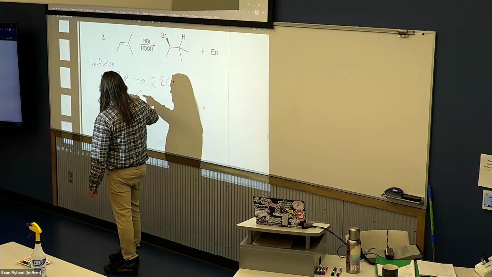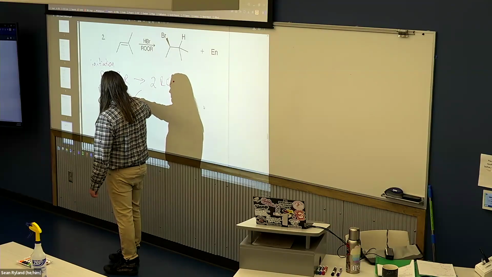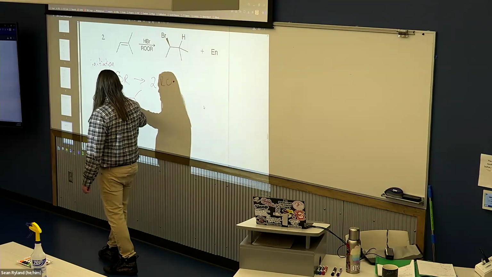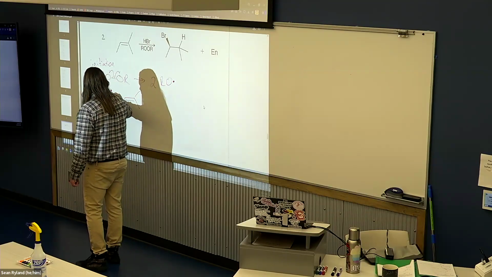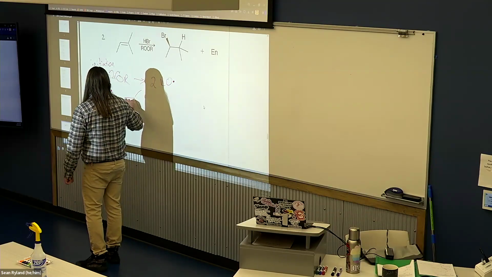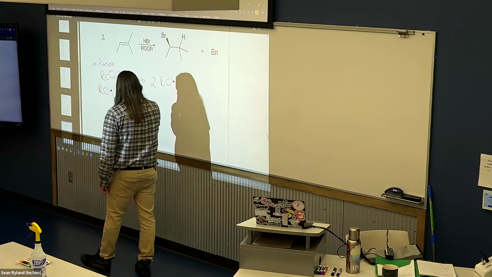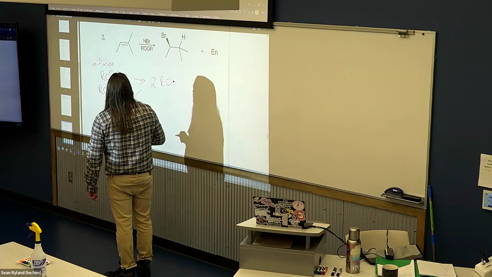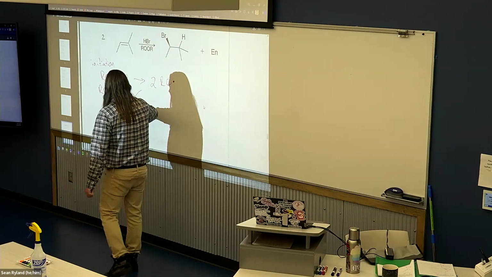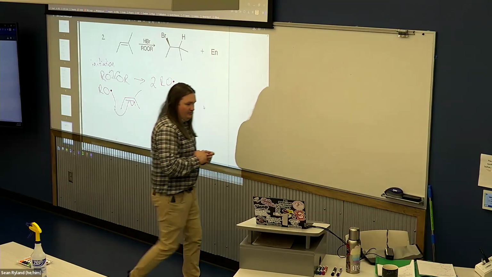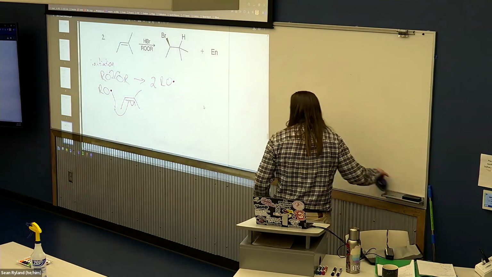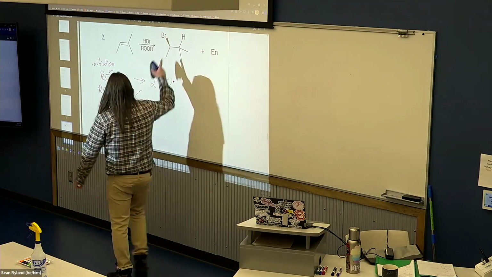The more stable radical is going to be on the tertiary carbon here. Sorry, I take that back. We don't have it attacking this first, it attacks the HBr, because we're not adding oxygen.